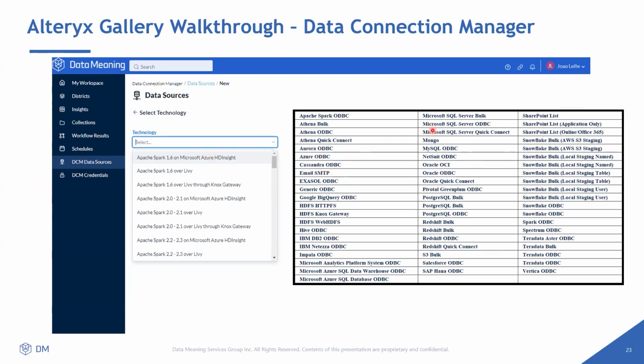In this example, I'm going to use this Microsoft SQL Server Quick Connect because it's the easiest one to make a connection. We just need to specify a few things. The other ones might request a data connection string. So if you don't know how to create one, you can ask your Alteryx admin, or someone in your company that deals with infrastructure and database connections, so they might be able to find it.